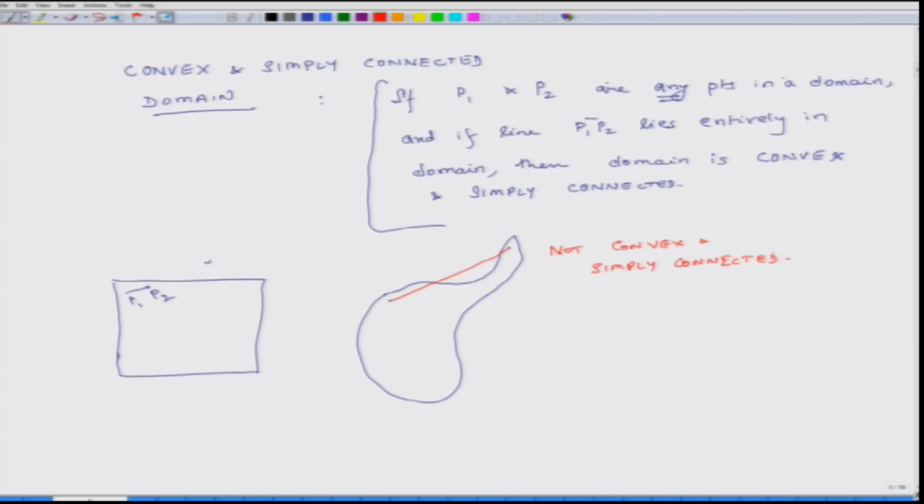Okay. Another example, a circle is a simply connected domain, but if I make a small circle within a circle, then it has 2 boundaries, boundary 1 and boundary 2, and then I can have 2 points, this is point 1, this is point 2 in the domain, and the line which connects them does not lie entirely in the domain. So, again this is an example of a not convex and not simply connected system.